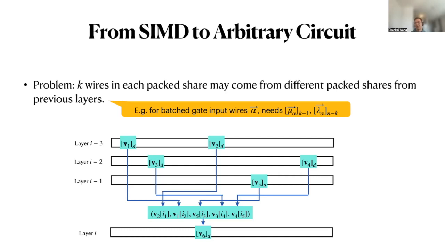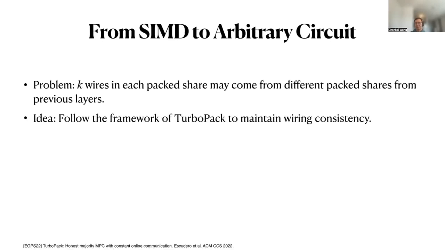For example, for the batched gate input wire alpha, which are the input wires of a batch of multiplication gates in layer i, we'll need the shares for mu alpha and lambda alpha. They are all from different packet shares of the previous layers. And we follow the framework of SuperPack to maintain the wire consistency and our invariant.